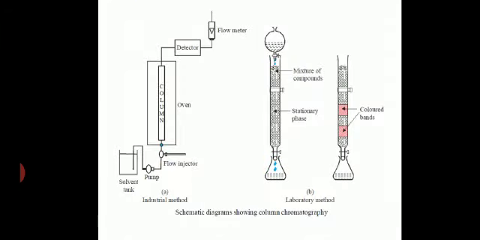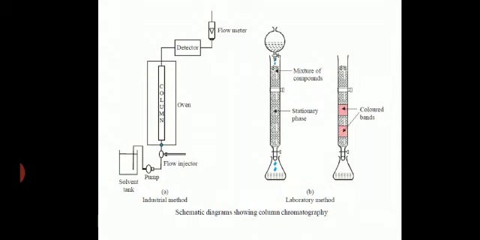Now here you can see it is column chromatography, the chromatographic method. It's column chromatography which is being shown here. By the help of column chromatography, what we do is that we remove the impurities present in the process, by the help of the chromatographic method.